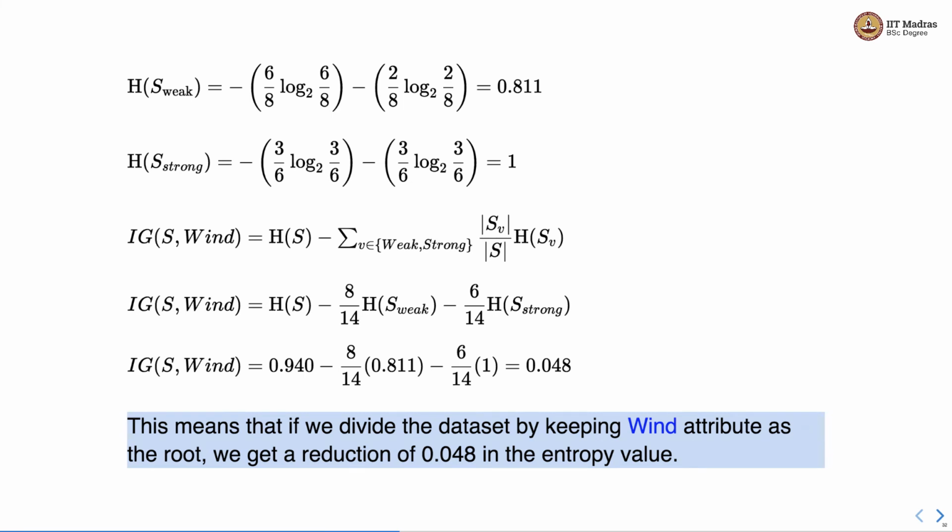This means that if we divide the dataset by keeping the wind attribute as the root, we get a reduction of 0.048 in the entropy value.